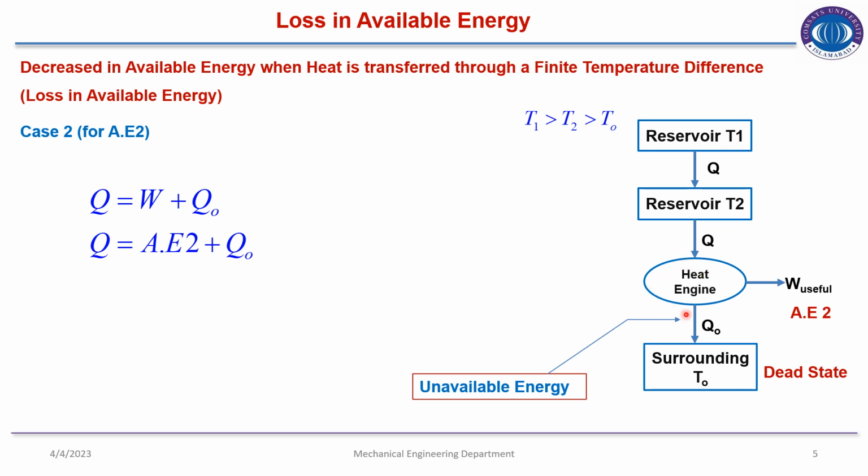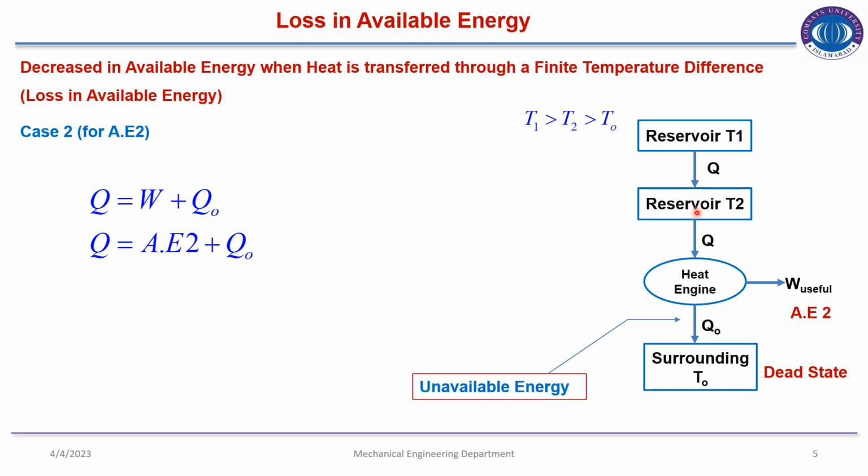In the previous slide the heat engine was directly connected to reservoir 1 at temperature T1 and absorbing Q amount of heat from T1. In this slide the heat engine is connected to reservoir T2, absorbing Q amount of heat from reservoir T2. So the difference is that in the previous slide the higher temperature thermal energy reservoir T1 was directly connected to the heat engine, and now the T1 reservoir is first connected to reservoir T2. Q amount of heat transfers from reservoir T1 to T2, and then Q amount of heat transfers from reservoir T2 into the heat engine.